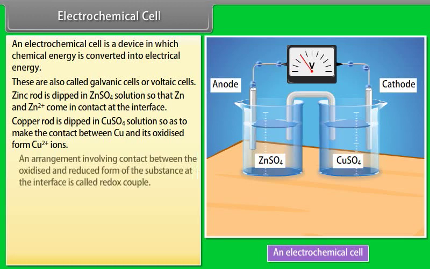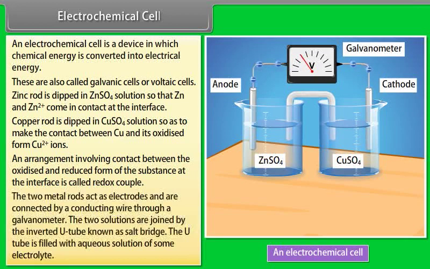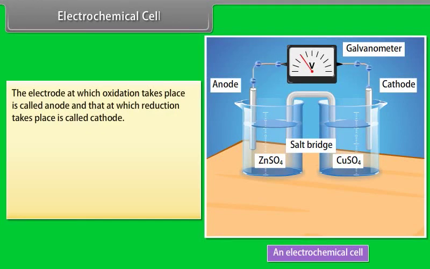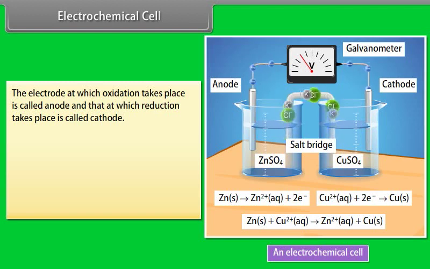ions. An arrangement involving contact between the oxidized and reduced form of the substance at the interface is called a redox couple. The two metal rods act as electrodes and are connected by the conducting wire through a galvanometer. The two solutions are joined by the inverted U-tube known as salt bridge. The U-tube is filled with aqueous solution of some electrolyte. The electrode at which oxidation takes place is called anode, and that at which reduction takes place is called cathode.